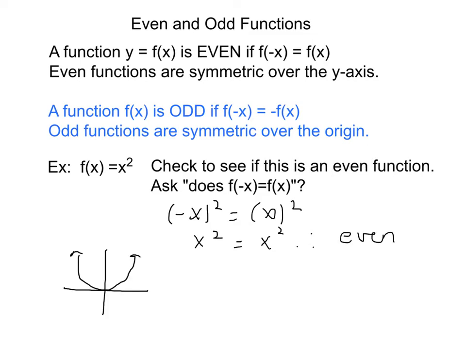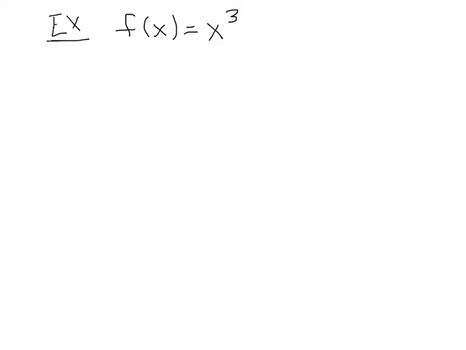If we were to look at this function graphically, we notice that the graph of the function f of x equals x squared is a parabola, and a parabola is symmetric over the y-axis. So you can look at it both algebraically and graphically to prove that it's an even function. So now let's try the function f of x equals x cubed.